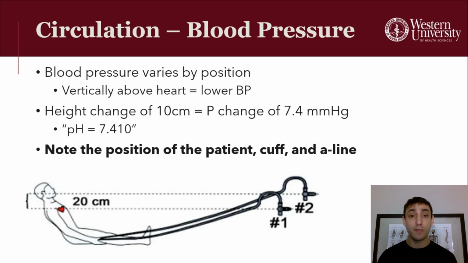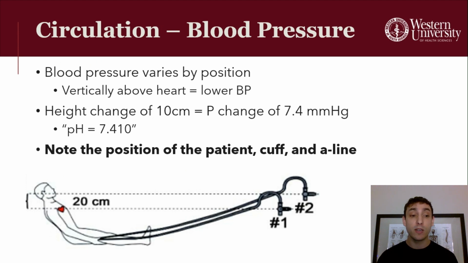So remember that blood pressure varies by position. Think of us as just tubes of liquid affected by gravity. So the higher up you go from the heart, you're going to have less perfusion, and the lower vertically you go, the more pressure you're going to have. Good way to remember this is pH equals 7.410. So a height change of 10 centimeters gives you an expected pressure change of 7 millimeters of mercury.